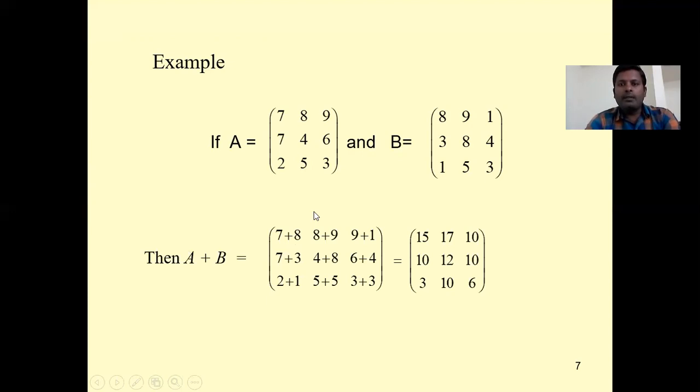7 plus 8, 8 plus 9, 9 plus 1, 7 plus 3, 4 plus 8, 6 plus 4, 2 plus 1, 5 plus 5, 3 plus 3. We get the result: 15, 17, 10, 10, 12, 10, 3, 10, 6.